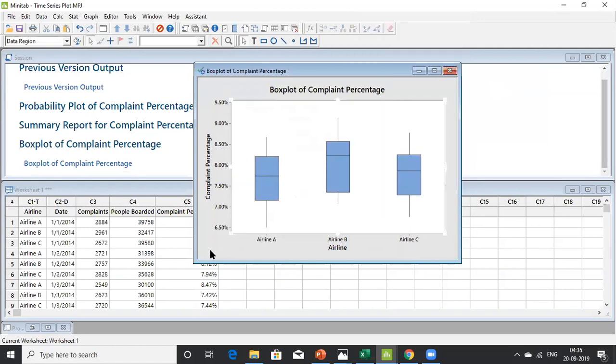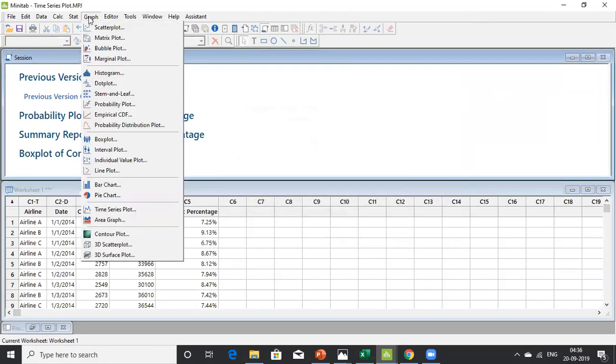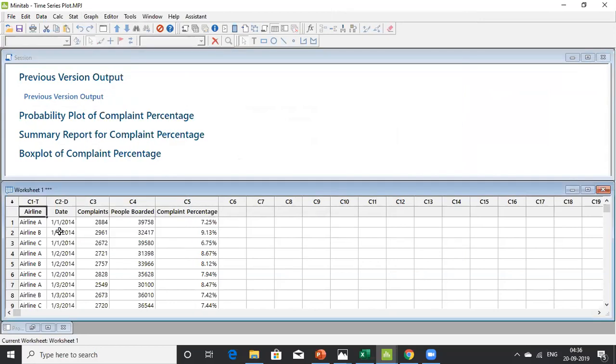Let me start from the beginning. Now, in this particular data there are two things. One is complaint percentage, which is Y, the problem we are trying to tackle. We're trying to reduce the complaint percentage. And now I have different X's in different columns. Let this be one of the critical X's that we are trying to see. There is airline A, airline B, and airline C. We want to understand whether the complaint percentage is different between airlines or not.